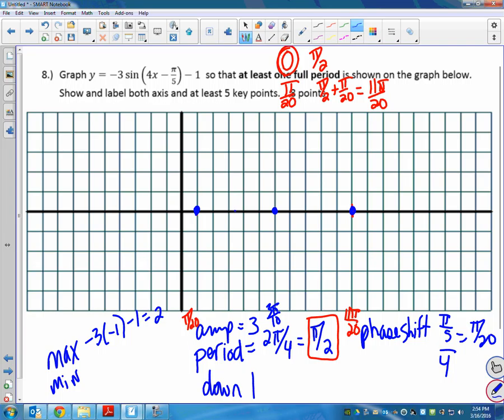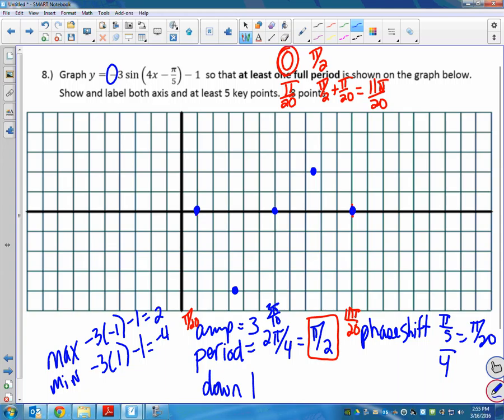Halfway in between there would be this value. But that's now going to be my minimum because of that negative where it's flipped over. So that's going to be -3 times +1 minus 1, which is going to give me a -4. So at that halfway point, it's going to go down to -4. And at the other halfway point, which would be right here, it's going to go up to the +2. All right, so I'm going to erase these little tick marks here, but that's just my halfway point.